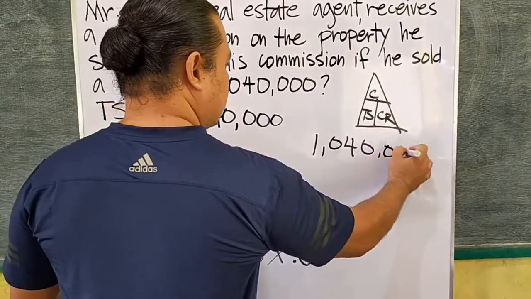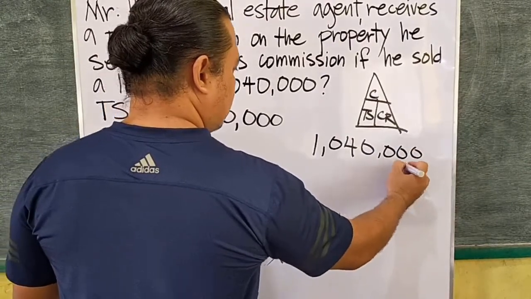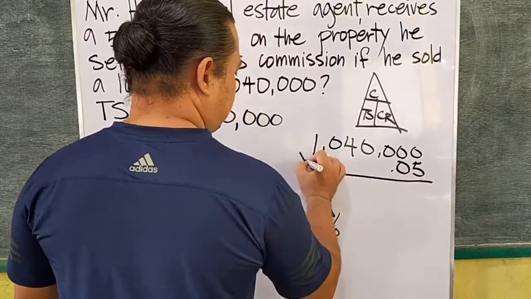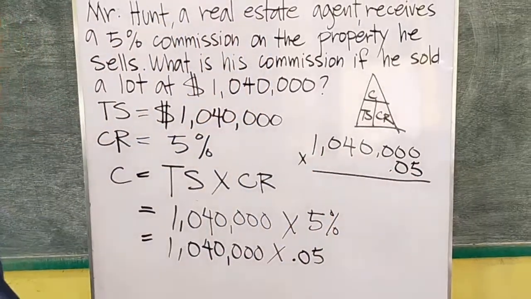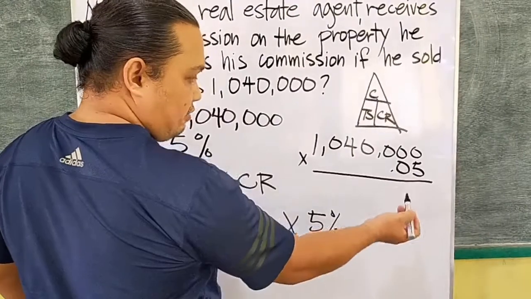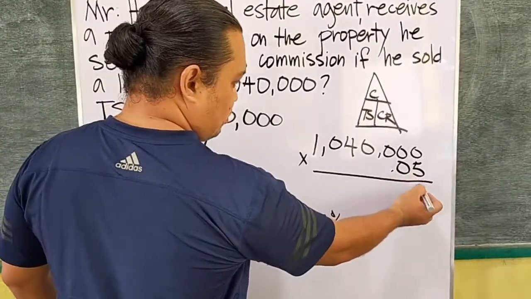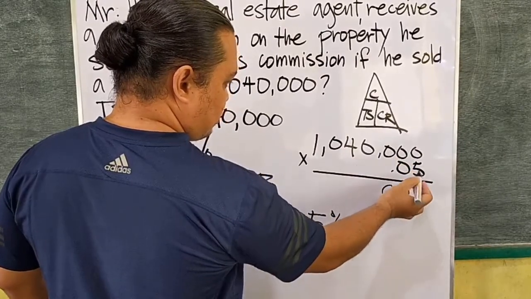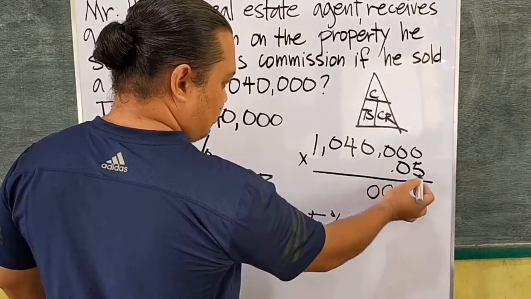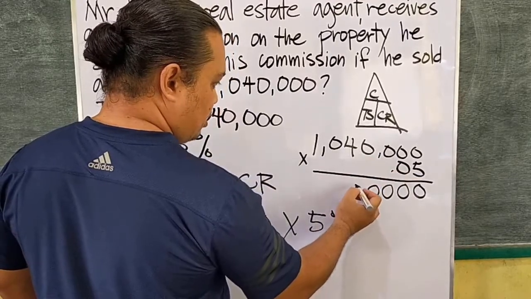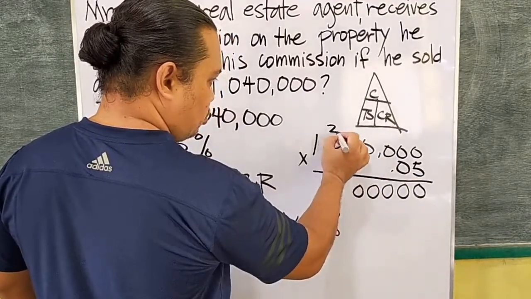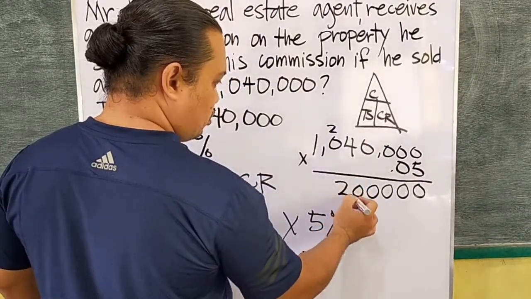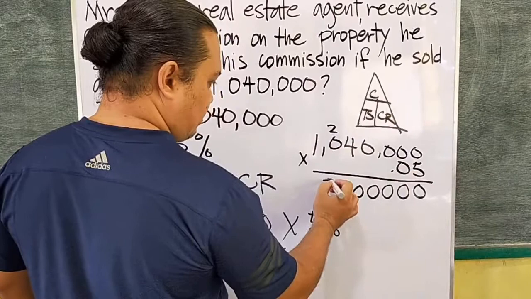$1,040,000 times 0.05. Okay, so let's do that. Let's start from 5. 5 times 0 is 0, 5 times 0 is 0, 5 times 0 is 0. Next, 5 times 0 is 0. 5 times 4 is 20, 0 carry 2. Now 5 times 0 is 0 plus 2 is 2. 5 times 1 is 5.